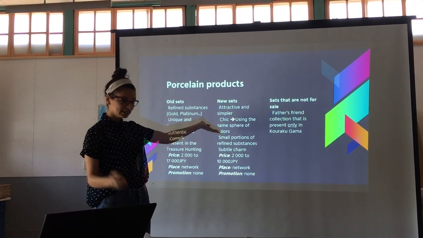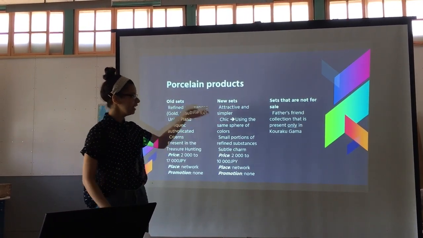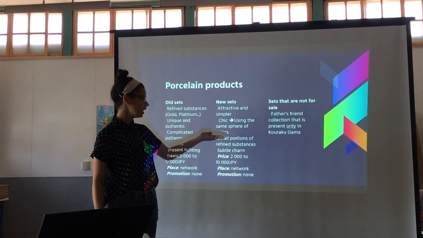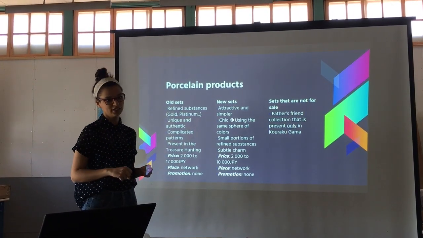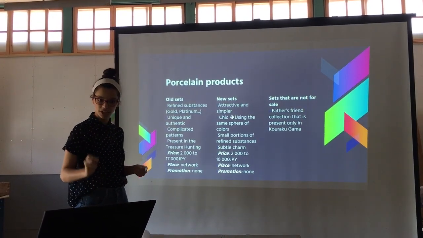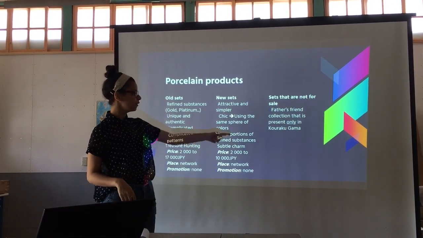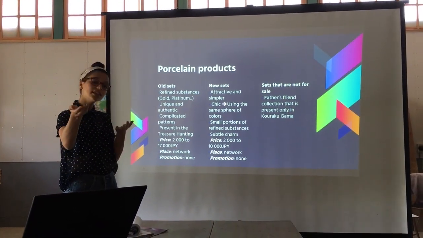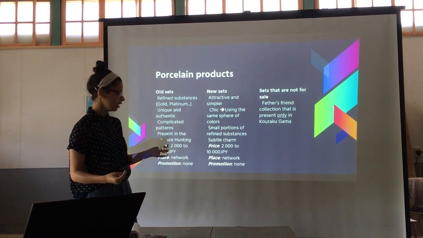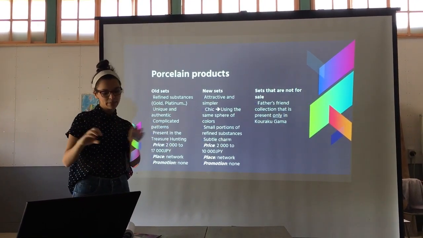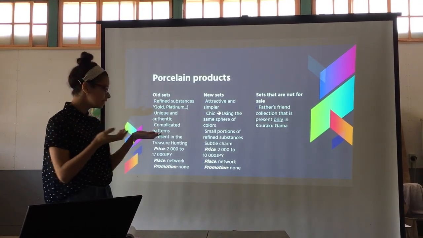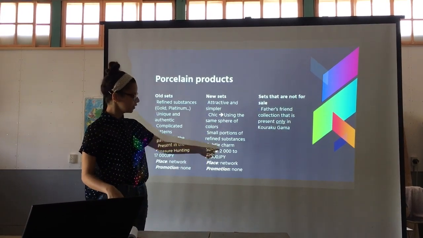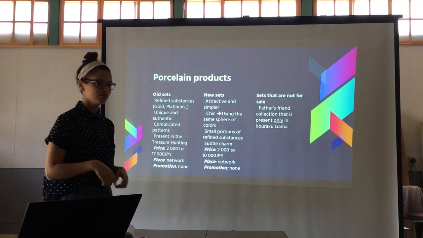Okay. For the new sets, the things that you've been producing lately, they are attractive, they are simpler. They are chic because they're using the same sphere of colors. You don't have so many colors, but the same sphere of colors. A small portion of refined substances, for example, you don't find too much gold or too much platinum. And that's an economy for the factory. They might seem simple, but when you take it and look at it, they have a charm. And the price goes from 2,000 to 10,000 Japanese yen.